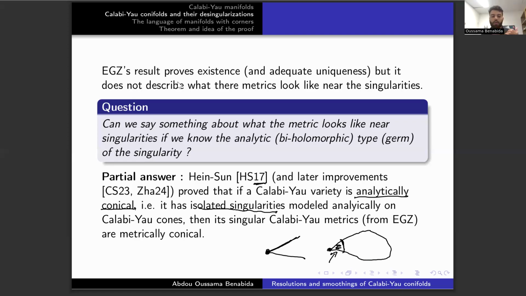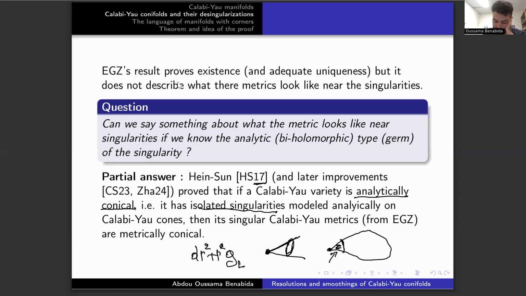Therefore, they also have Ricci-flat Kähler metrics, and these Ricci-flat Kähler metrics are conical, so they are Riemannian cones. So they are of the form dr squared plus r squared times the metric on the link. So Calabi-Yau cones are in particular Riemannian cones, with Ricci-flat Kähler metrics.